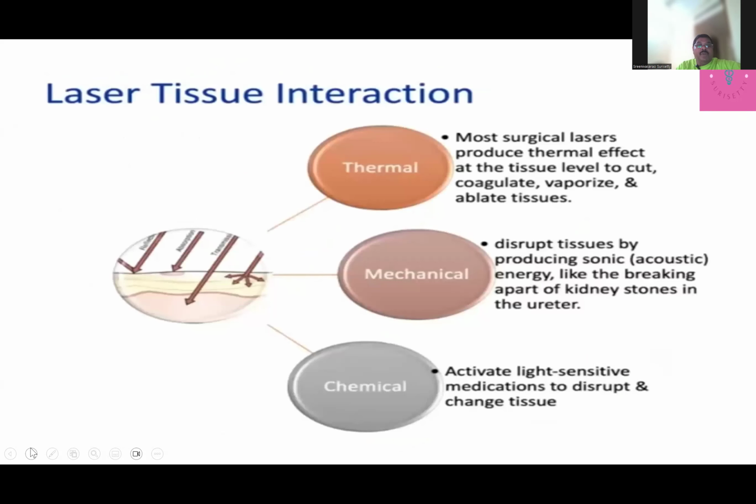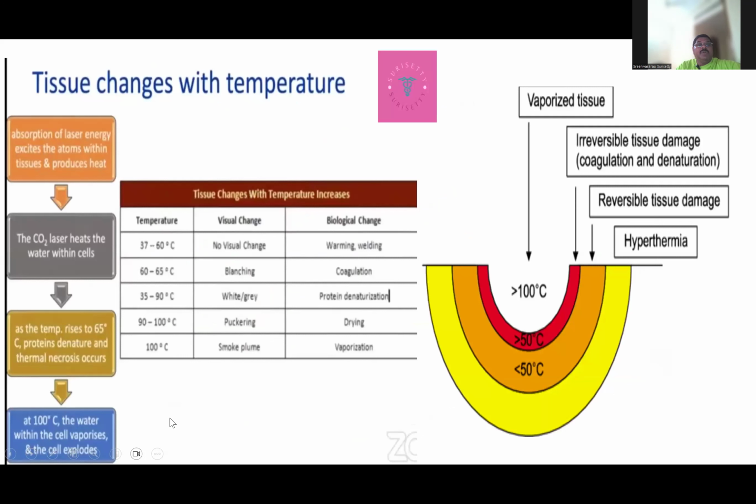Finally, laser tissue interaction: most surgical lasers produce a thermal effect at the tissue level to cut, coagulate and vaporize the ablated tissues. And some mechanical effects also will be there through the laser. It disrupts the tissues by producing sonic or acoustic energy, like the breaking apart of kidney stones in the ureter. And a chemical effect also will be there through the laser, to activate light-sensitive medications to disrupt and change the tissues.